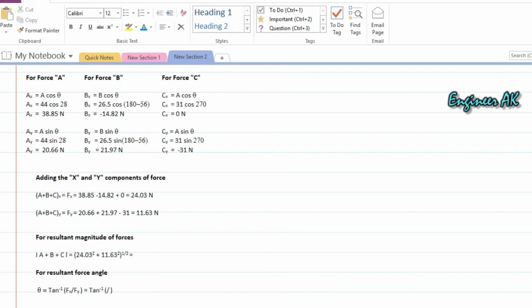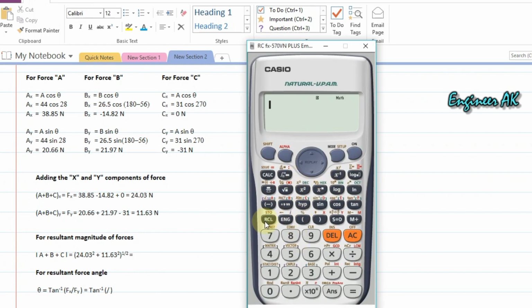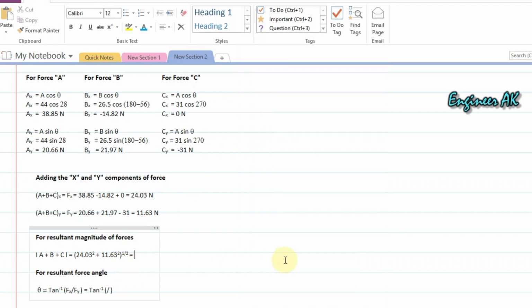So let's check this through the calculator. Under the root, 24.03 whole square plus 11.63 whole square, right? So here we get 26.69 Newton.